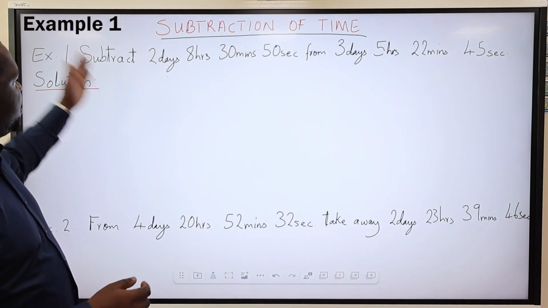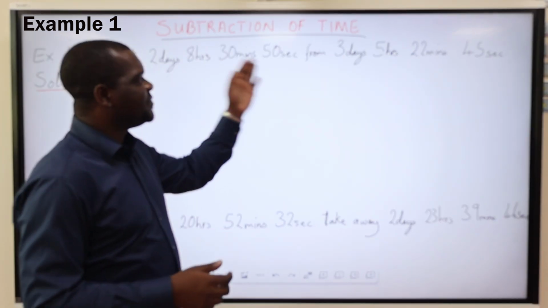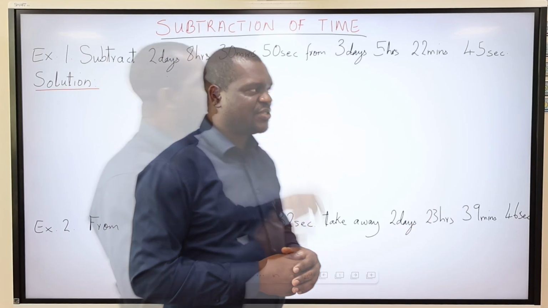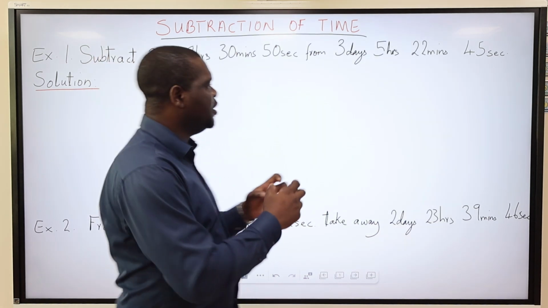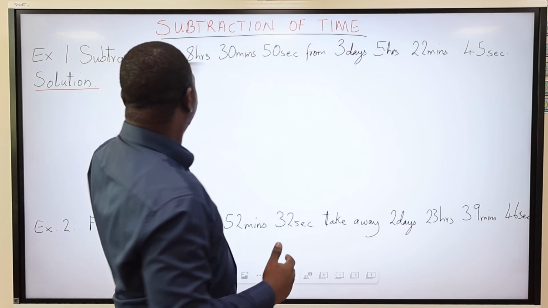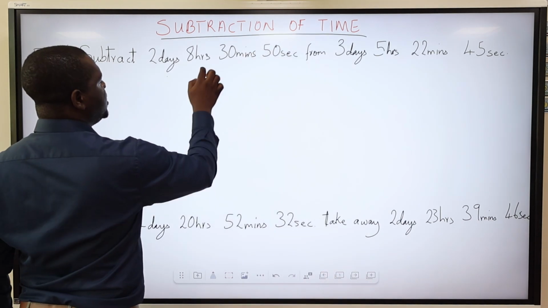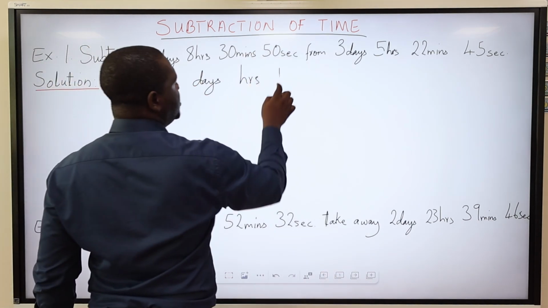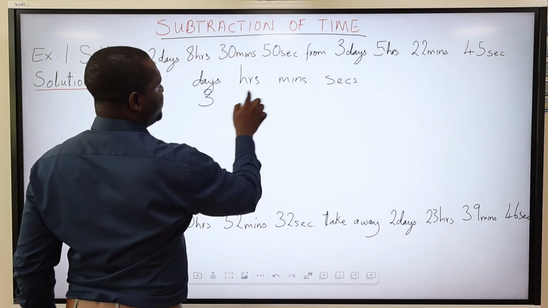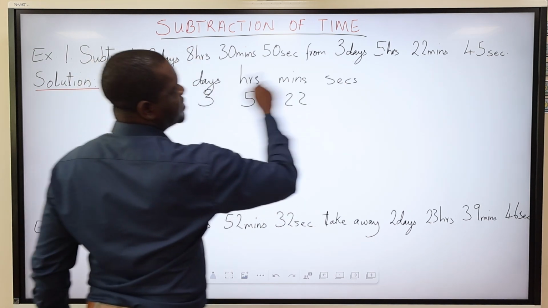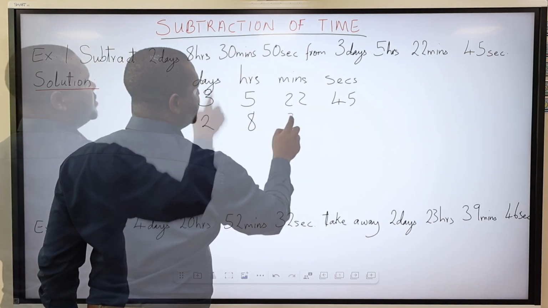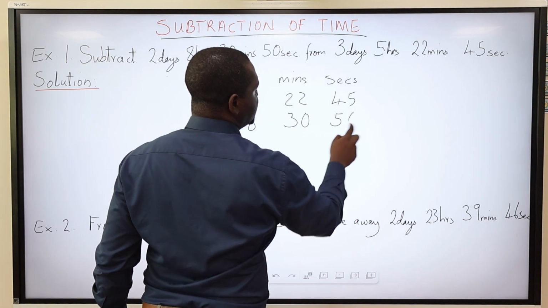If you have a question as such, subtract 2 days, 8 hours, 30 minutes, 50 seconds from 3 days, 5 hours, 22 minutes, 45 seconds. What you do for better operation, you rearrange it vertically, putting this first because we are subtracting this from this. We put here days, here hours, here minutes, here seconds. For days we have 3 days, hours 5, minutes 22, and seconds 45. While here we have 2 days, 8 hours, 30 minutes, and 50 seconds.